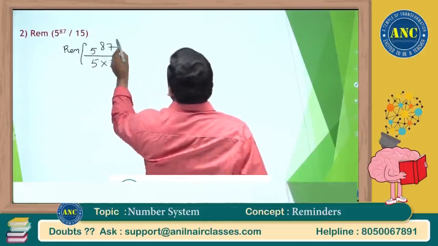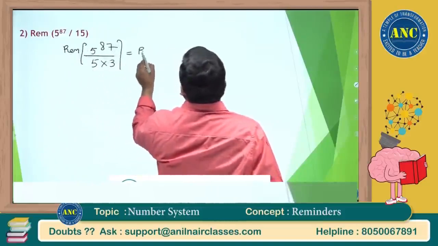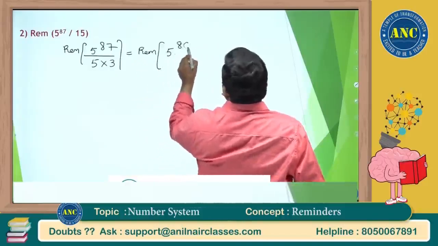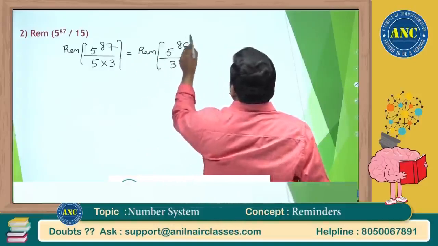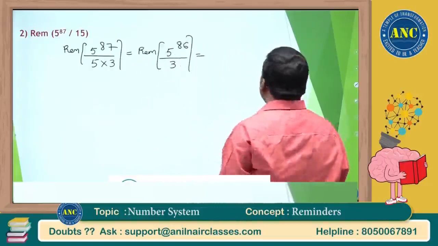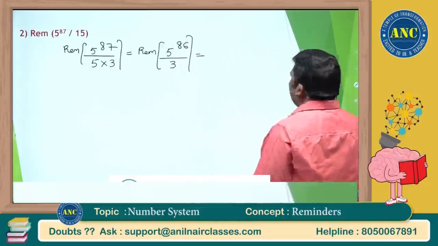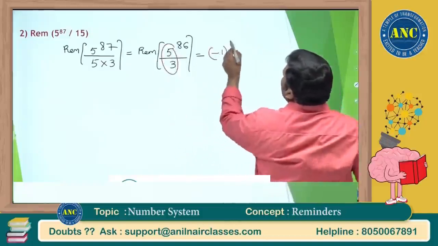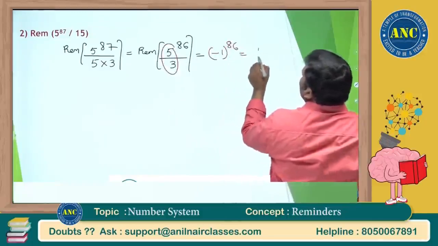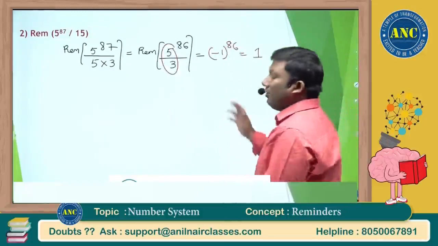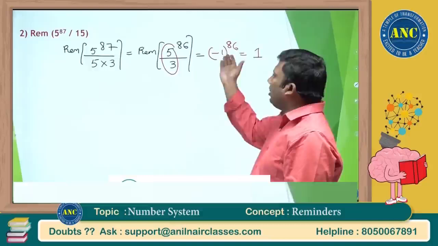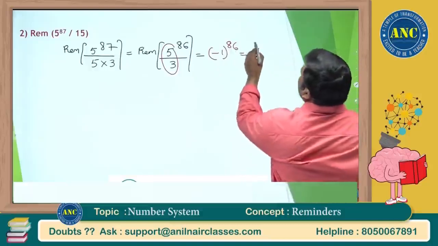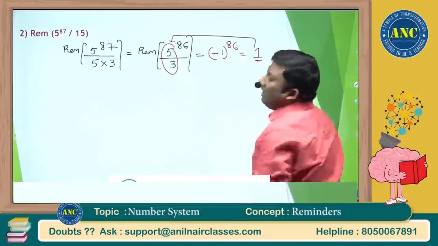15 is 5 into 3. So these are nothing but 5 power 86 divided by 3. 3 2s are 6, negative remainder minus 1. Minus 1 power even, it is nothing but 1. 1 is the answer for 5 power 86.